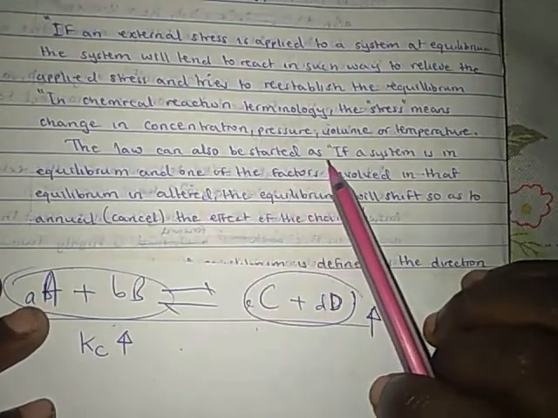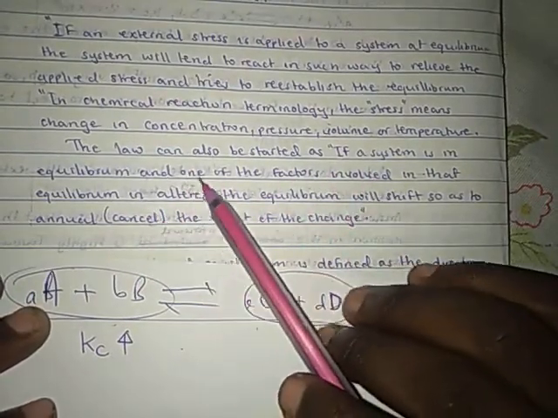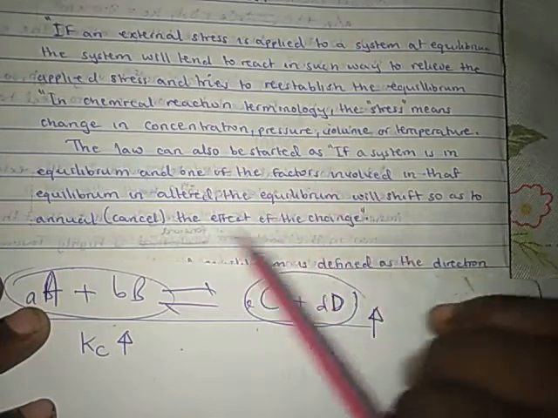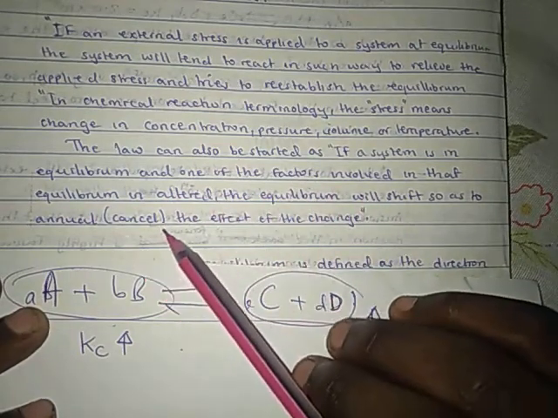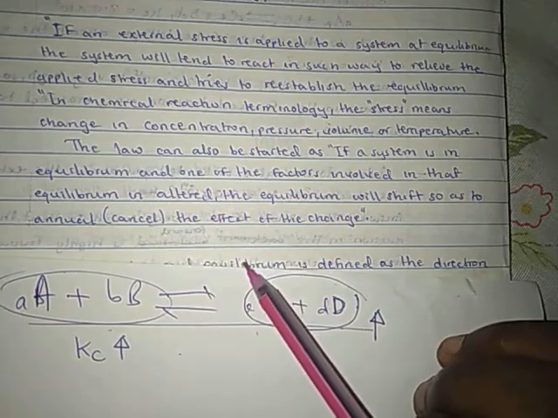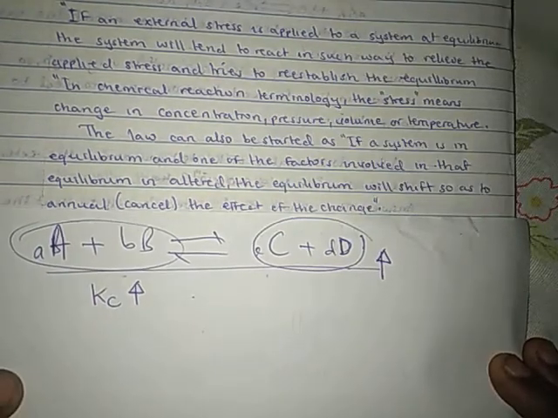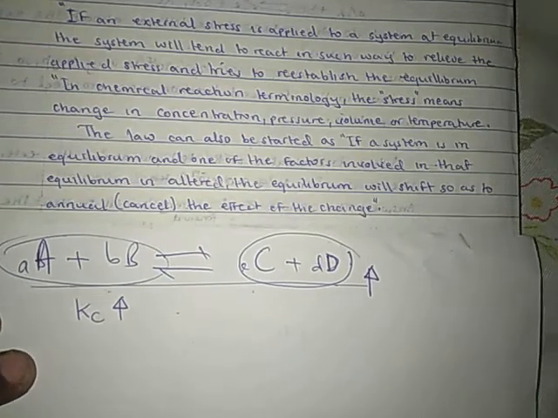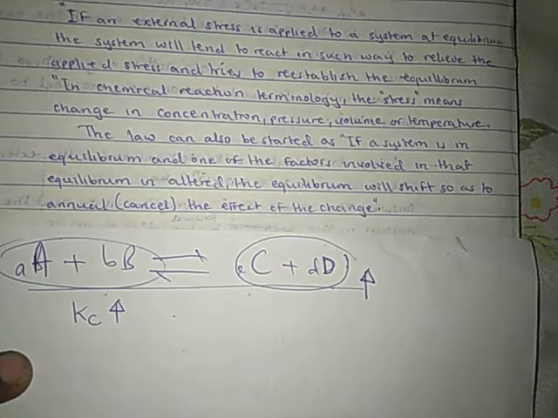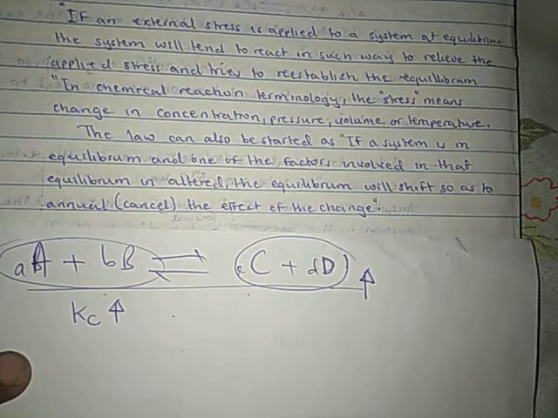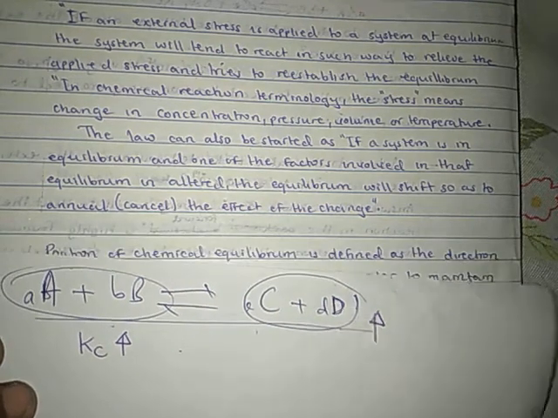The law can also be stated: if a system is in equilibrium and one of the factors involved in that equilibrium is altered, the equilibrium will shift so as to annul or cancel the effect of the change. So shifting of the equilibrium system to the left or to the right is done in order to cancel or annul the effect of the change.